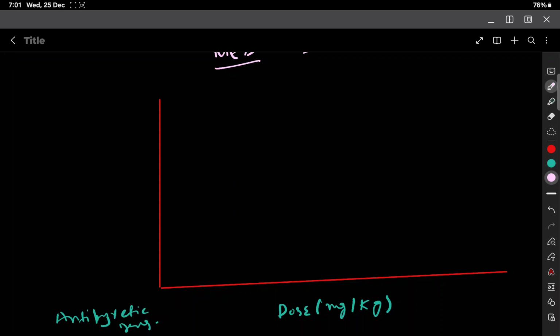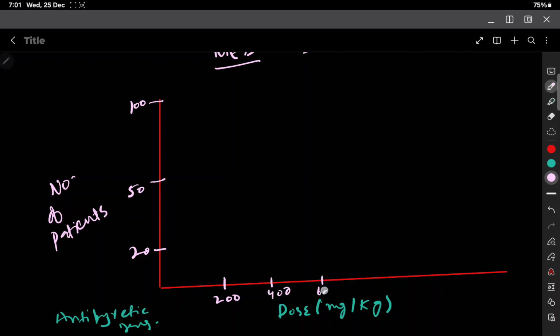Okay, and I will write here, on this side, the number of patients who are taking this drug. So the number of patients, for example, here it is 20, here it is 50, and here it is 100. These are the numbers of patients. And for dose in mg per kg, I will write the doses here. For example, this dose is 200, then 400, then 600, then for example 1500, then 1700, then 1800, and so on. Okay, it is the dose.